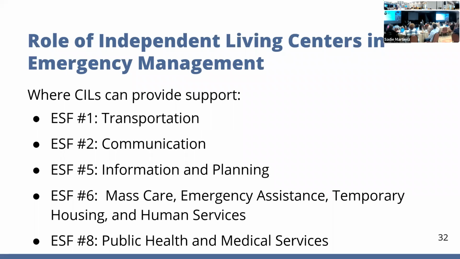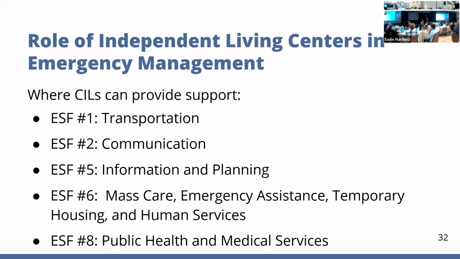Where CILs can provide support is in ESF 1 for transportation. Maybe you got a van, maybe you know what is accessible transportation. Maybe you can do a contract ahead of time, like June said before. Communication, information and planning, and ESF 6, mass care, emergency assistance, temporary housing and human services, and ESF 8, public health and medical services. Independent living centers can take a role in all of those areas.